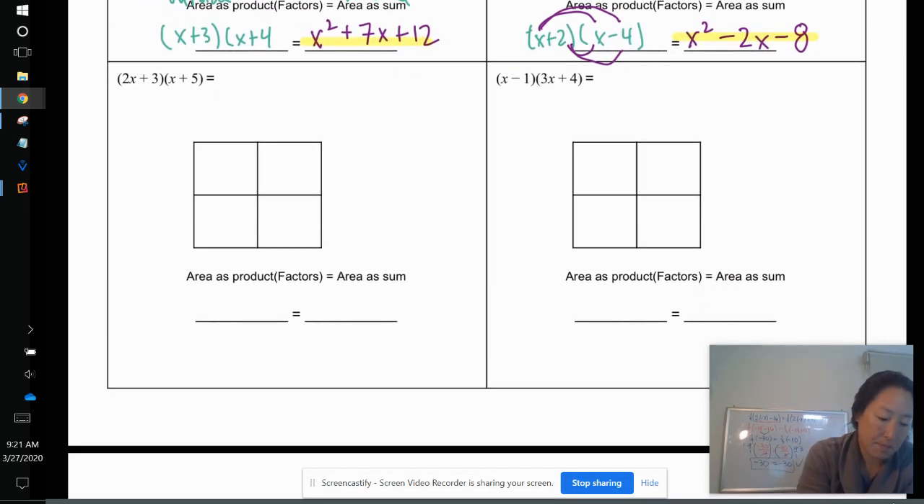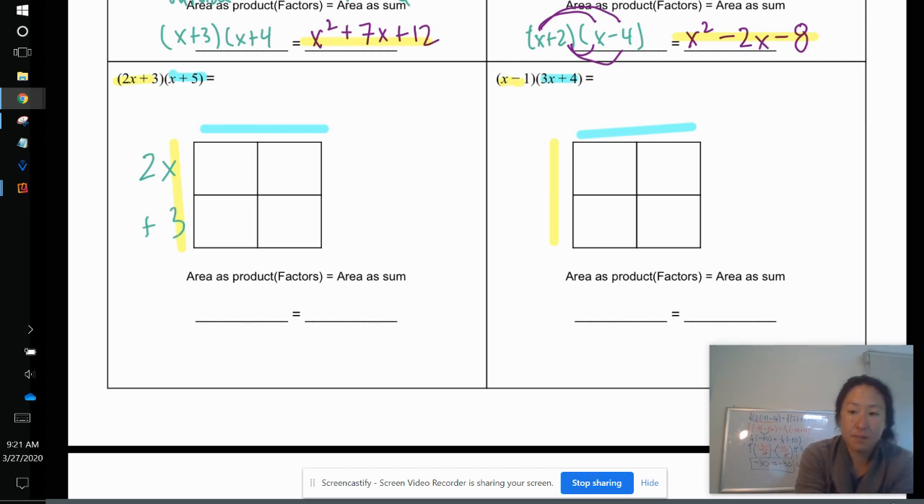All right, set this one up. I'm going to do yellow and blue, blue, yellow. I'm going to go ahead and label these. I got my highlighter out. So I get 2x plus 3 on the side, and then the top is x plus 5.